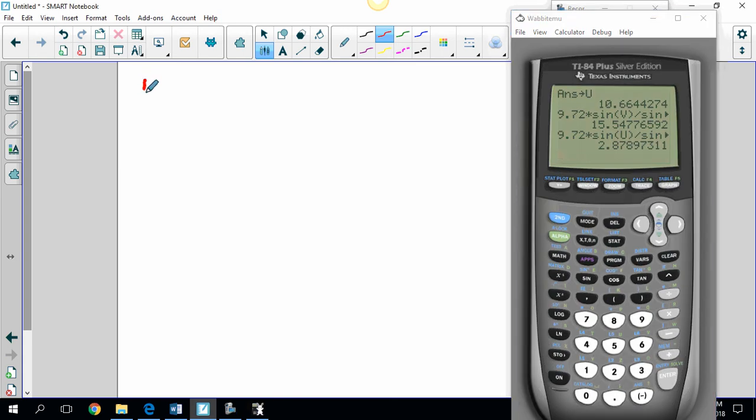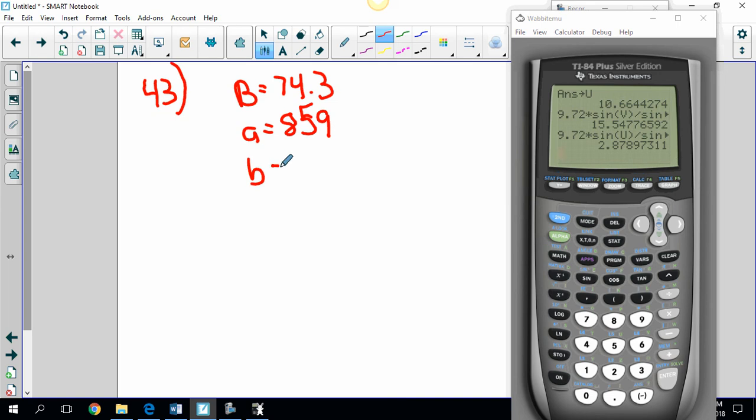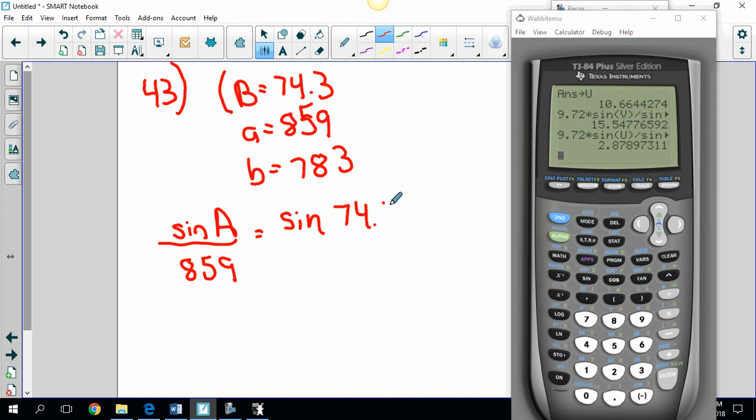This one is right out of the book. It's question 43. B, 74.3. Little a, no pair yet. 859. Sorry, that's a 5. Little b, okay, law of sines, 783. We're going to go find angle A. So sine A over little a equals sine B over little b. And you bring that up and you take a look at the number.